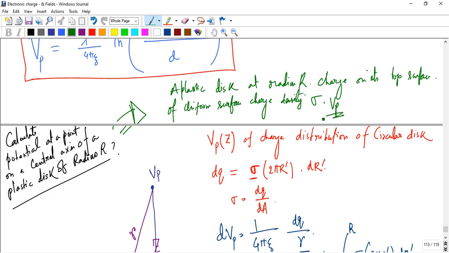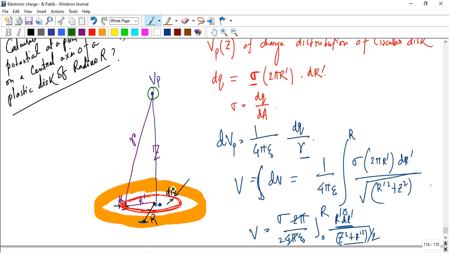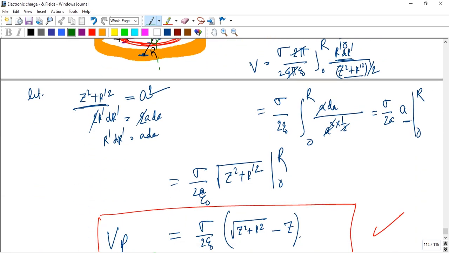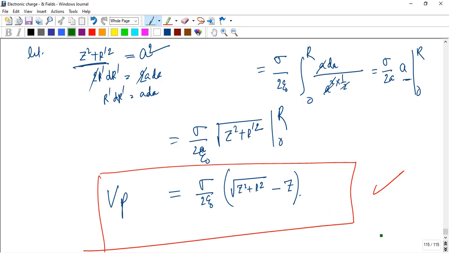So the potential at point P on the central axis. That's the central axis. Central axis means the line that passes through the center of the disk circle. Very easy calculation. Practice it one or two times. The derivation is very important.